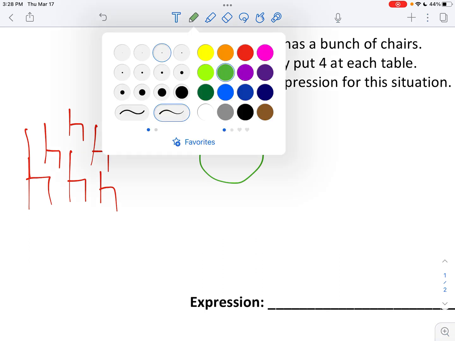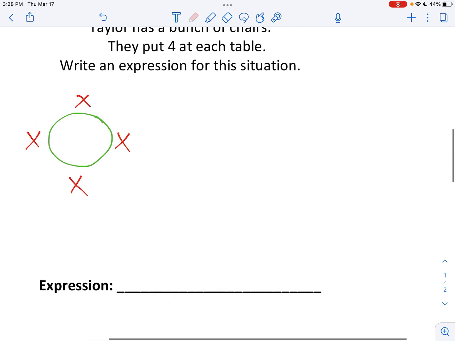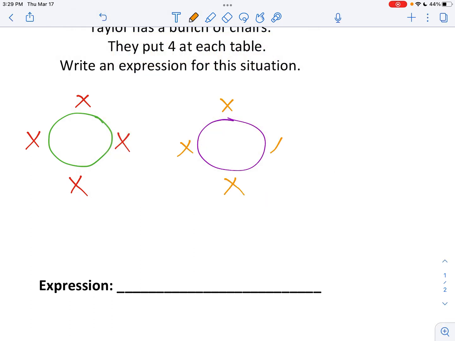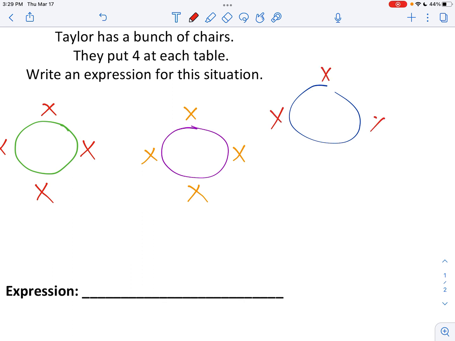So now I'm looking top down. Here's a chair, here's a chair, here's a chair, here's a chair. Okay? Then I'm going to draw another table. They put 4 at each table. So here's a chair, here's a chair, here's a chair, here's a chair. And draw another table. And here's a chair, here's a chair, here's a chair, here's a chair. Okay, so I'm seeing repeat. It kind of looks like repeat addition, 4 at each table. But the problem is, I don't know how many tables there are.